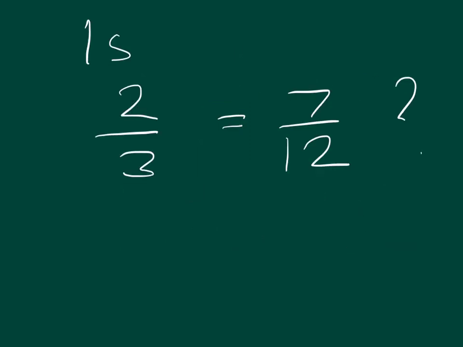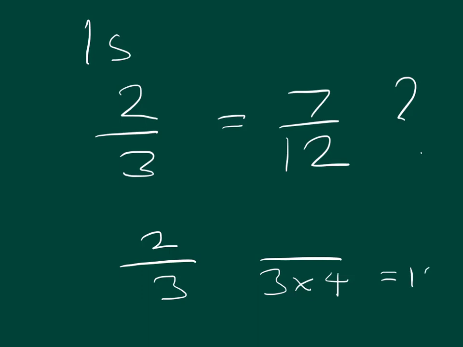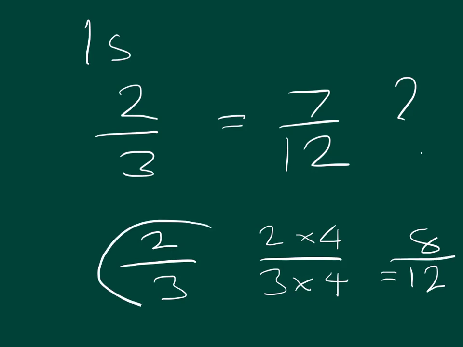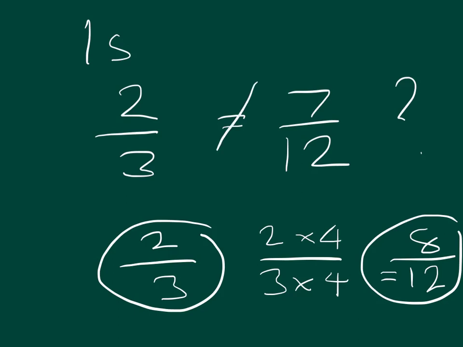In this example, we ask ourselves, is 2/3 equal to 3/12? Well, if I multiply the 3 by 4, I will get 12. So I can multiply 3 by a number and get 12. But if I multiply the 2 by 4, I don't get 3, I get 8. So 2/3 is equivalent to 8/12. It is not equivalent to 3/12.